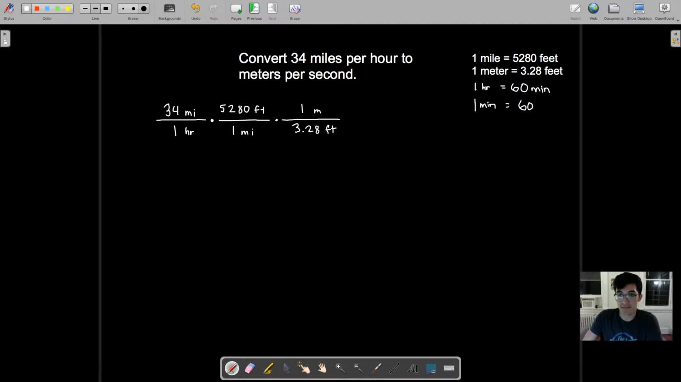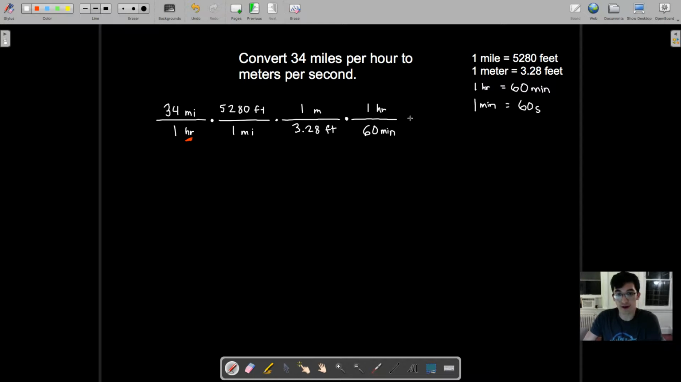60 seconds. So we have 2 conversion factors there that we can use. So let's use them just like we did before. Let's start with the first one. 1 hour is equal to 60 minutes. We know that hour is in the denominator of our fraction here. So this time we want hour in the numerator. So we're going to put 1 hour up here, and on the bottom, we're going to put 60 minutes, okay?